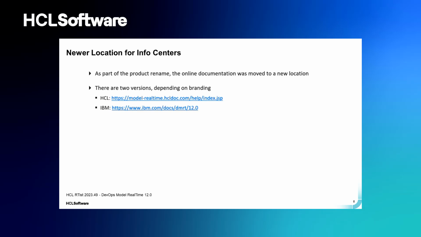And I'd also like to mention that as part of the rename, the online documentation has moved to a new location. So there are basically two versions depending on the branding. So the HCL version is on Model RealTime HCLdoc.com, and the IBM version, you see here the link where that will publish. I believe the Model RealTime HCL version is already live. The IBM version will probably go live in one or a couple of days, so you cannot use that link right away.